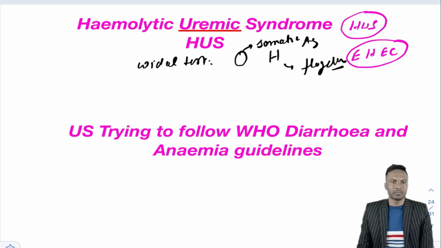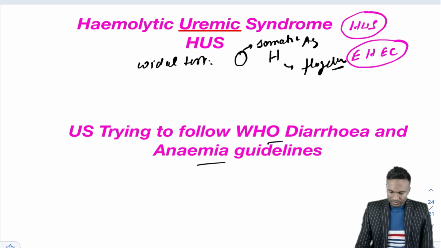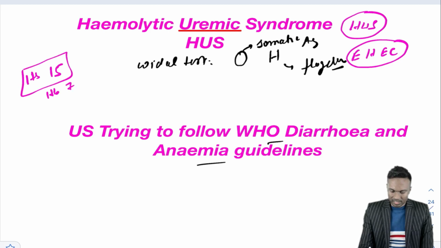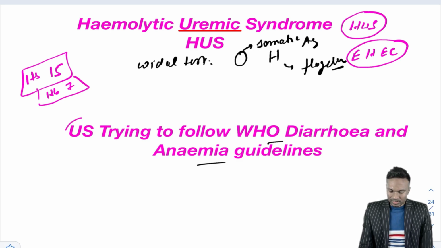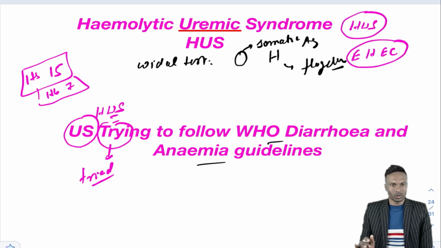WHO proposes multiple treatment protocols for diarrhea and anemia. So this mnemonic is: US trying to follow WHO diarrhea and anemia guidelines. If we consider anemia, hemoglobin 15 can be taken as normal, and hemoglobin less than 7 can be taken as severe anemia. It is an approximate value, I know. US means hemolytic uremic syndrome. Trying means it is a triad. What is the triad? There will be anemia, thrombocytopenia, and renal complications, right?